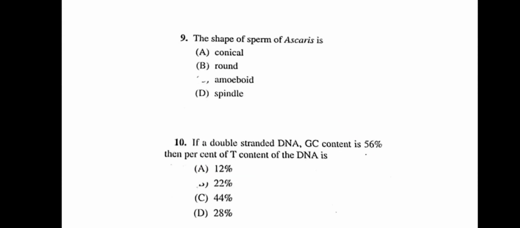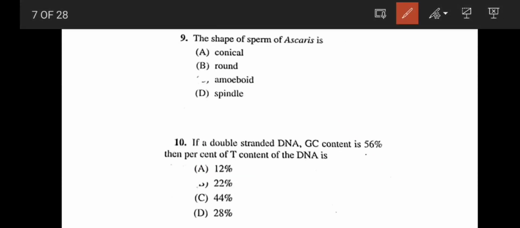Now coming to question number 9, the shape of the sperm of Ascaris is, in Ascaris we can see the sperms are of peculiar shape, they are actually amoeboid in shape. So the correct answer would be amoeboid.